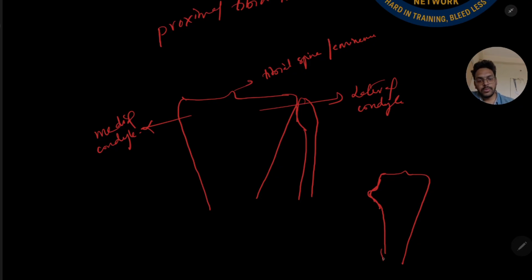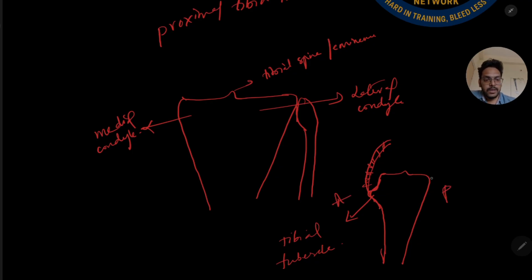anteriorly we have a small tubercle called the tibial tubercle or tibial tuberosity, where the patellar tendon will be attaching. This is the patellar tendon that comes and attaches. This is the anterior and this is the posterior. Near the posterior aspect in the mid region, the PCL, that is the posterior cruciate ligament, will be attaching.